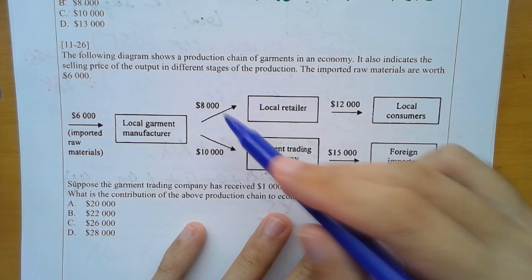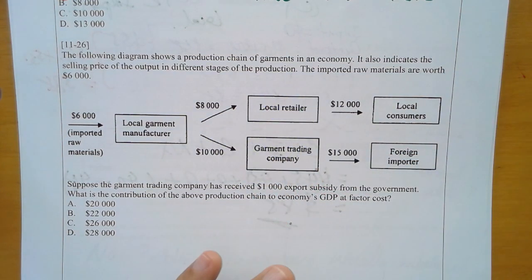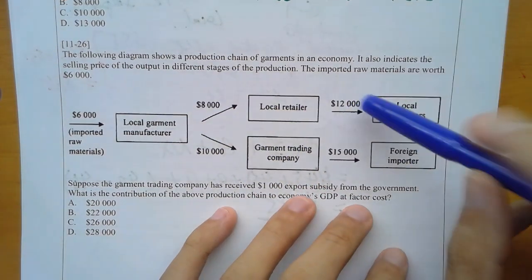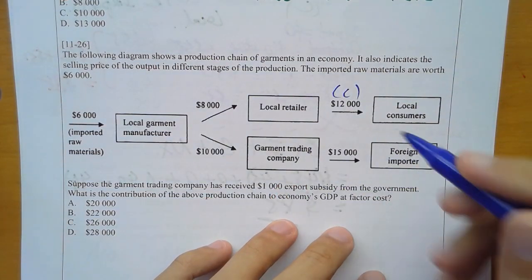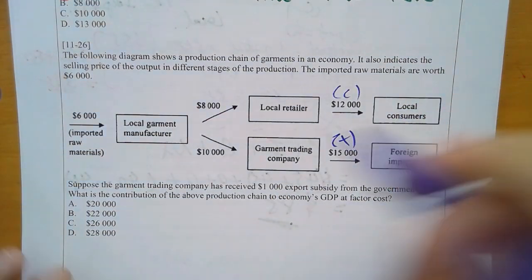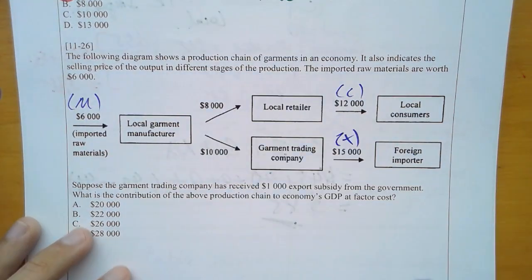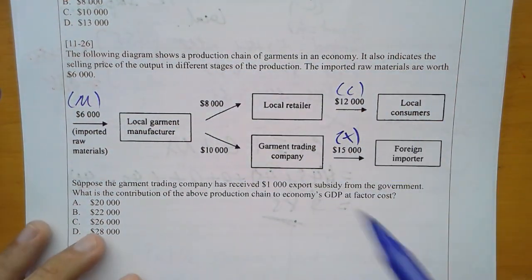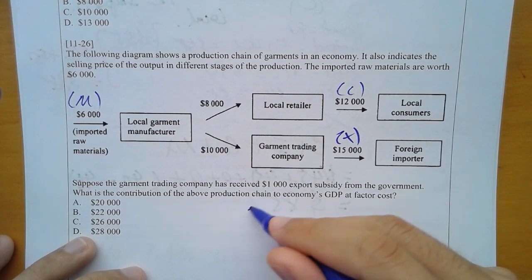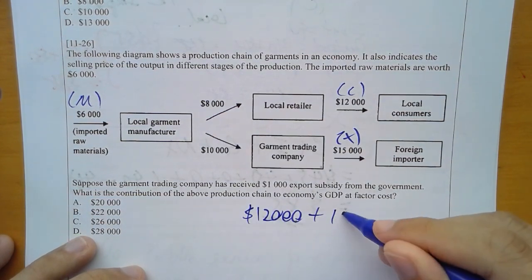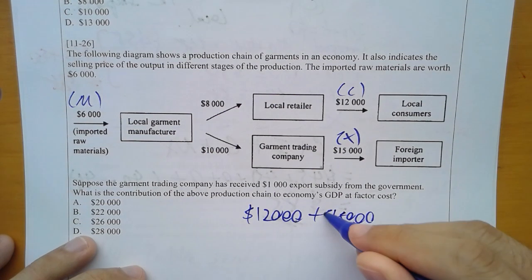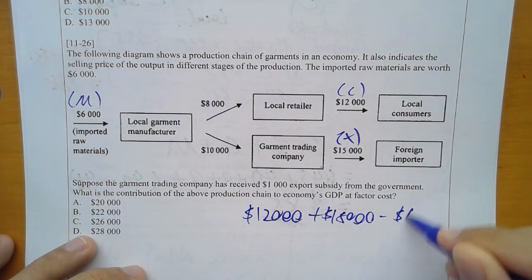Now here, local. Remember, middle part irrelevant because we are only counting final product. Here, we have C. Local to foreign, we have X. Then we have M here. 係嘛？Now, therefore, you know, GDP would be this plus minus this guy.